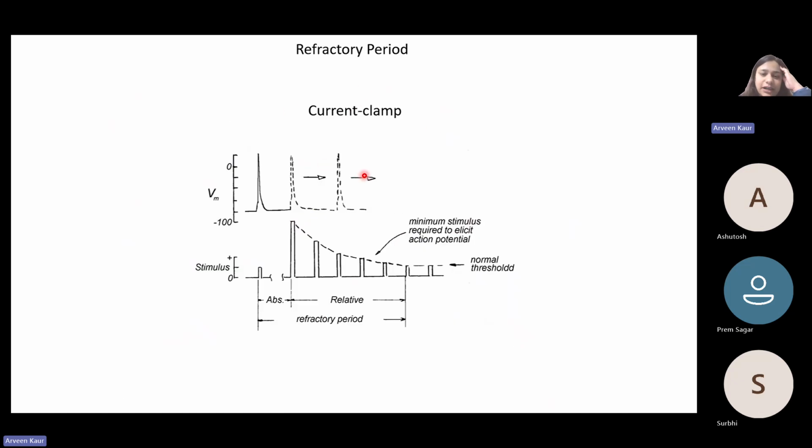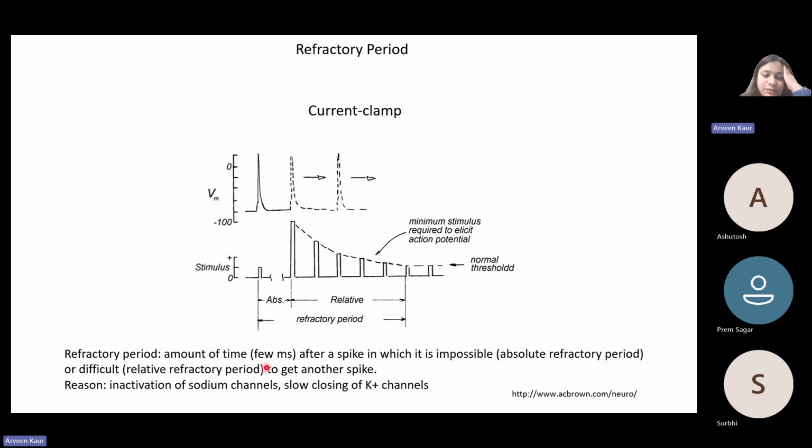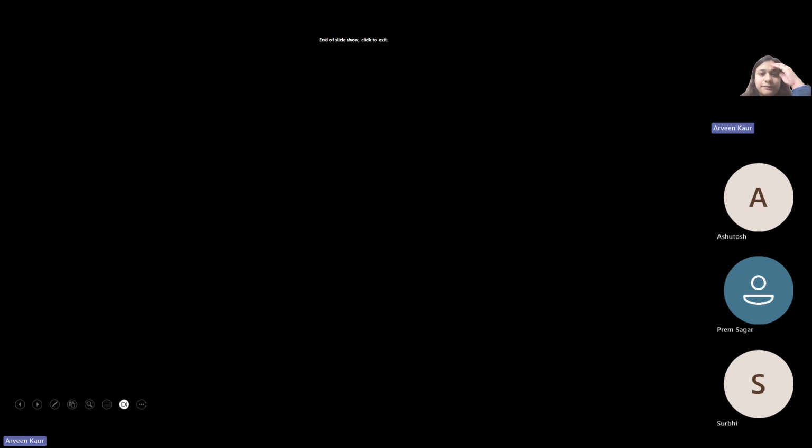So this refractory period happens. There is a current clamp that we can use to measure this. The refractory period is the amount of time, a few milliseconds, after a spike, in which it is impossible, which is the absolute refractory period, to stimulate again, or the relative refractory period wherein it is difficult to get another spike, right? In absolute, you can definitely not get a spike. In relative, if the stimulus is very strong, then maybe you can get a spike. The reason is inactivation of sodium channels or closing of the potassium channels as well, right?